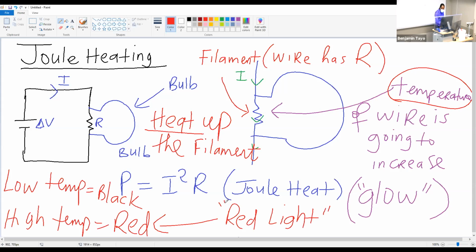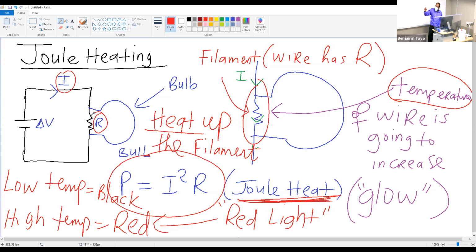But again, the basic principle is very simple. It's just the current going through a resistor generating heat. And this heat is called the Joule. So this can be calculated very easily if you know the current and the resistance. You can calculate how much power is given to that light bulb at any point in time. All right, so this was just one application that I wanted to talk about.